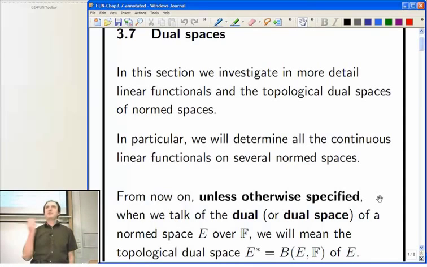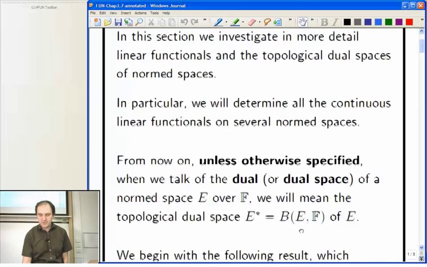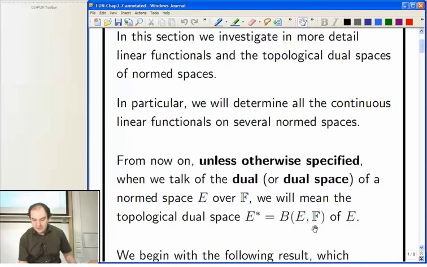Now, we're going to look at quite a few particular norm spaces and identify the linear functionals on them. We'll talk about the dual or dual space, and I'm always going to mean topological dual space unless otherwise specified. And remember that E star is our notation for it. It's the continuous linear functionals, in other words, the bounded linear operators from your norm space into the scalars.